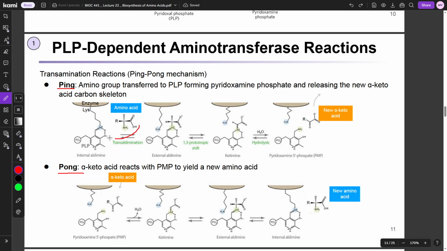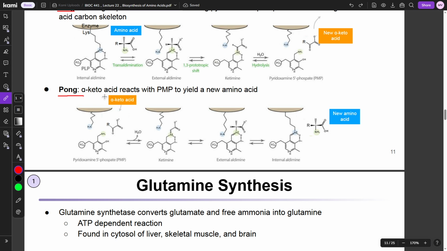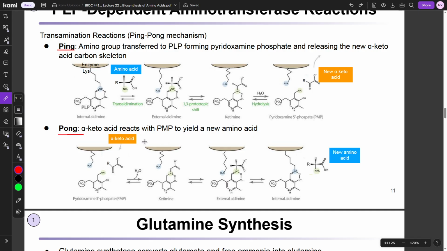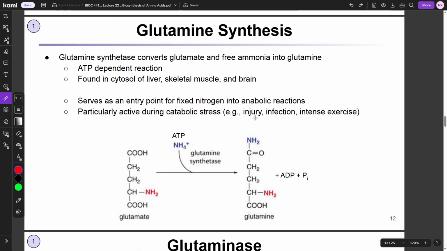The ping portion is this idea of you attach this on and then you kick it off. And the pong portion of it is the alpha keto acid reacts with this thing to form a new amino acid. So you form the imine again, you get this water molecule leaving, so you get this plus imine here, and then once that is formed, you basically do a displacement reaction where this arginine acts as a base and attacks here and kicks off the group. So that's the ping pong mechanism.